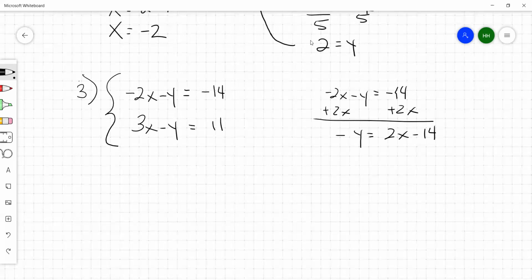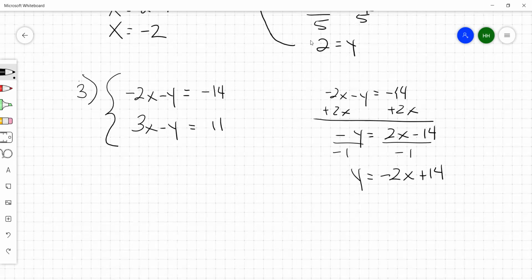All right. When you solve for one of the letters, you want to eliminate the negative in front of it. So the next thing to do here would be to divide everything by negative 1. So y equals negative 2x plus 14. And that would make a huge difference when you substitute. You want me to finish it?